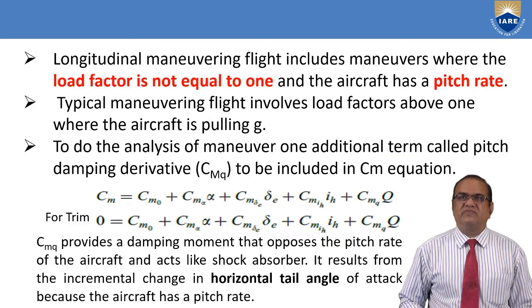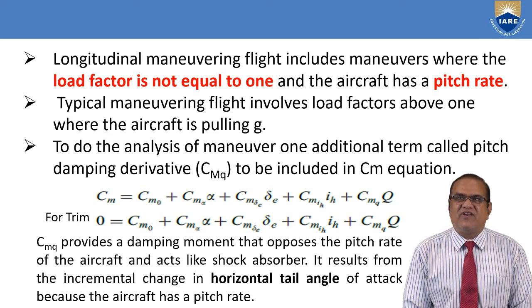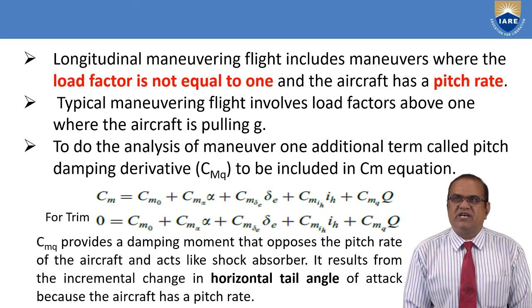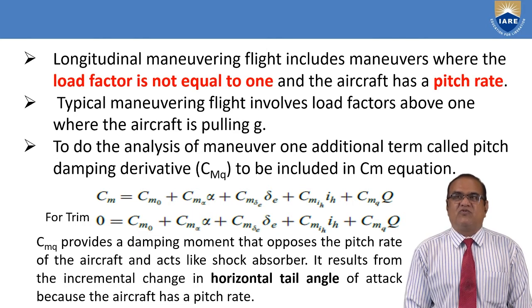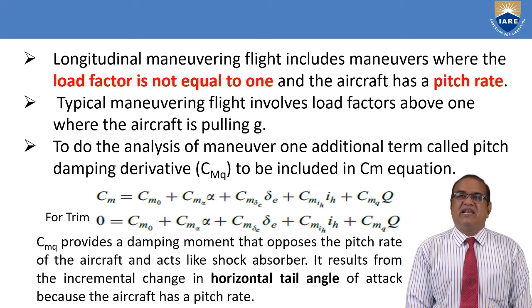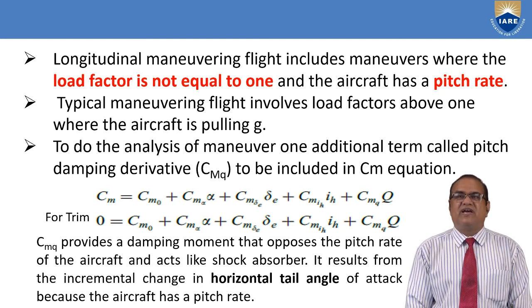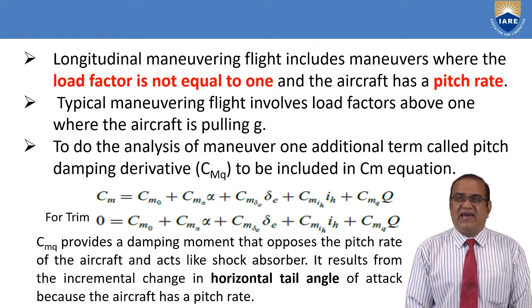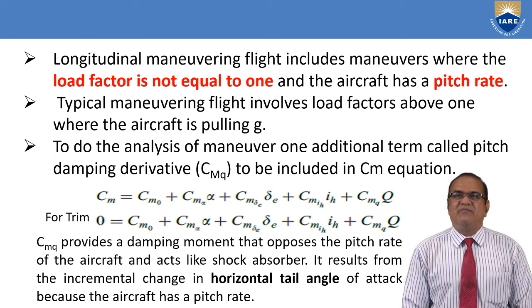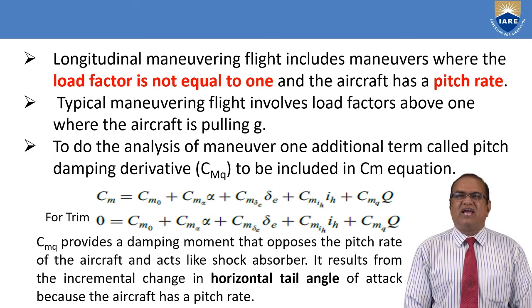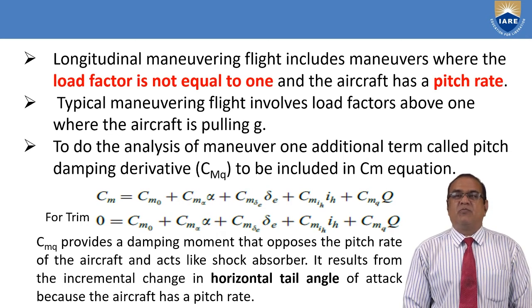Okay. So here longitudinal maneuvering flight includes maneuvers where the load factor is not equal to 1 and the aircraft has a pitch rate. So if the lift is not equal to weight, the load factor N is equal to lift by weight. If L is not equal to W, or it is more than W, then we can say that there is a pitch rate. Typical maneuvering flight involves load factor about 1 where the aircraft is pulling G.